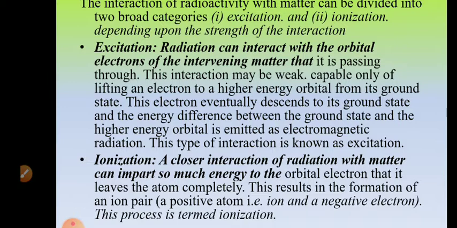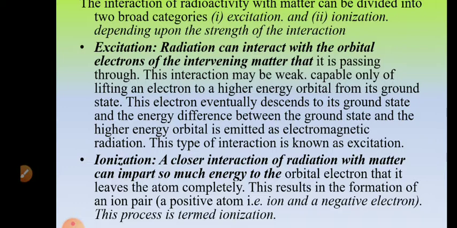And when it comes back to the ground state, energy is released. The energy difference between the ground state and the higher energy orbital is emitted as electromagnetic radiation. This is counted using a scintillation counter. This type of interaction is known as excitation.